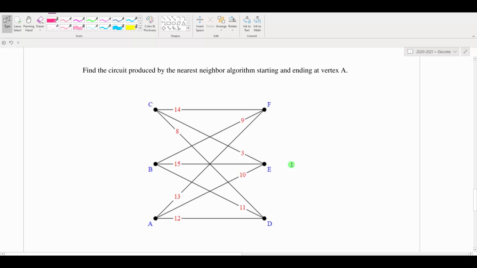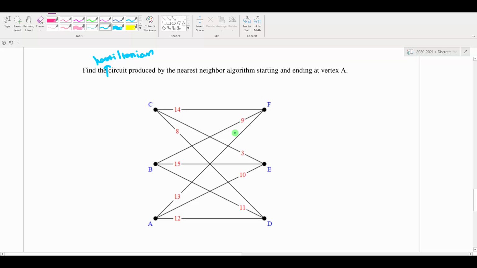All right. Here we go. This one says find the circuit produced by the nearest neighbor algorithm. I made a slight typo here, so I'm going to fix that. I want you to find the Hamiltonian circuit, okay? Specifically a Hamiltonian circuit produced by the nearest neighbor algorithm, starting and ending at vertex A.